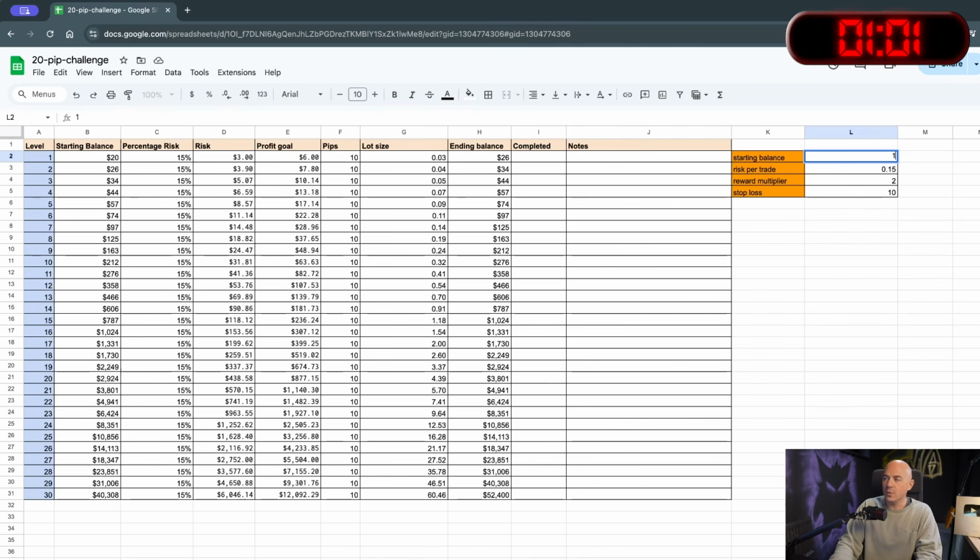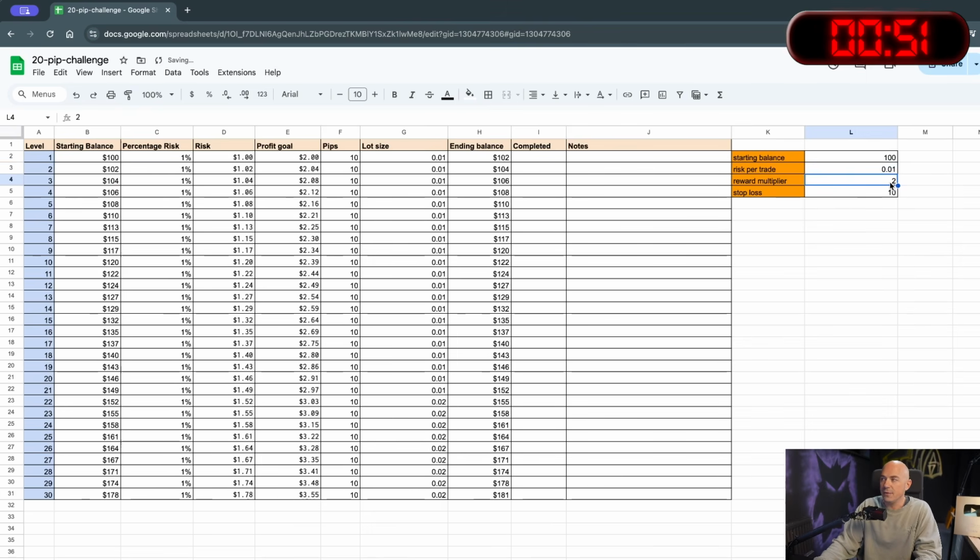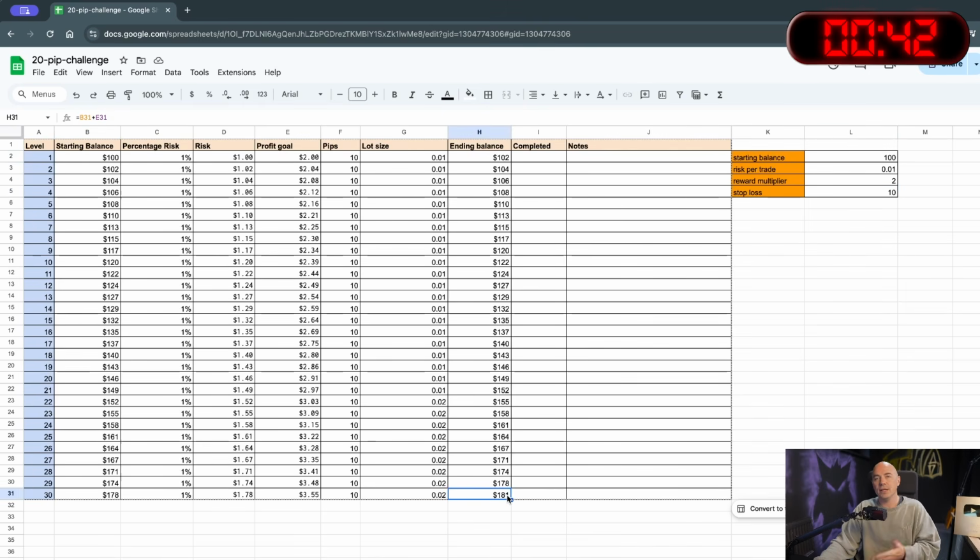So now let's say you want to start with 100 bucks, but you want to do less risk. You don't want to risk 15% per trade. Let's say you want to do traditional trading and you want to risk 1% per trade. And let's say you're looking for a 1 to 2 risk to reward ratio and you still want a stop loss of around 10 pips, looking for a 20 pip take profit. Now, after 30 successful trades, you'll have $181, and that's traditional, good, healthy risk management.